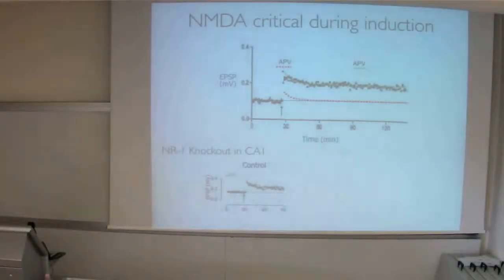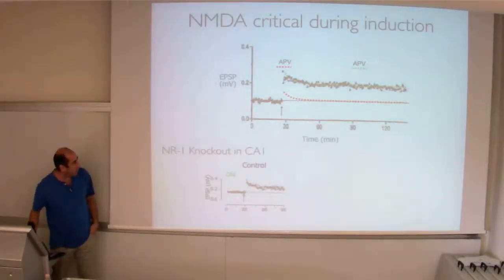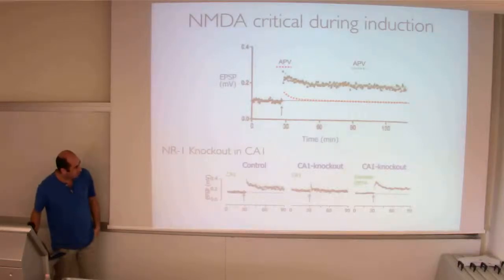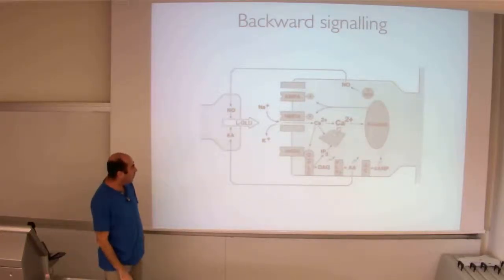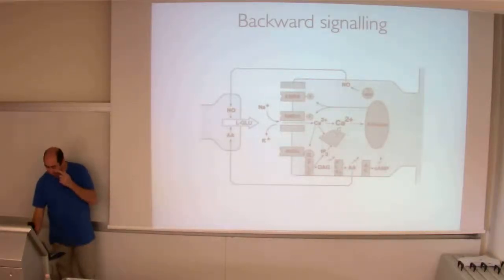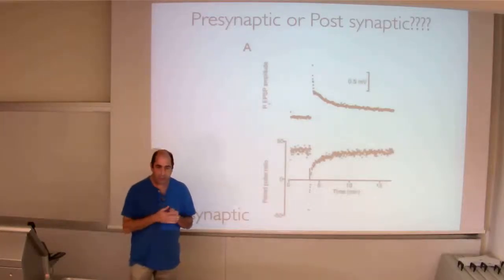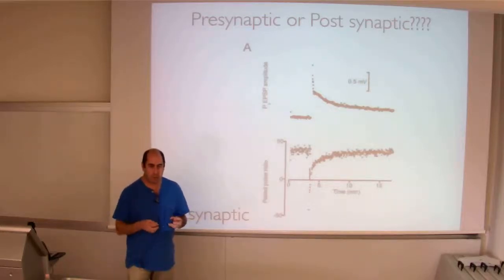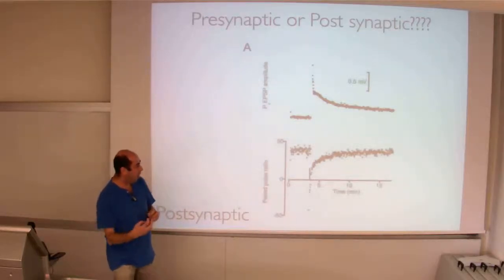Okay. So we talked about LTP, and we mentioned that LTP is NMDA receptor dependent. The next question that people started asking themselves is whether it's presynaptic or postsynaptic. Where does the change in the synapse take place? Is it the button that is presynaptic to the synapse, or the postsynaptic site?